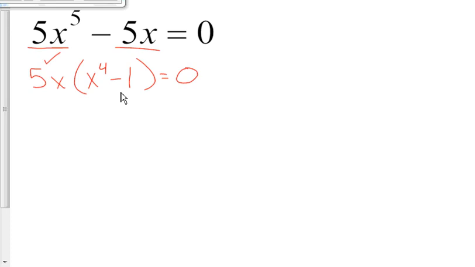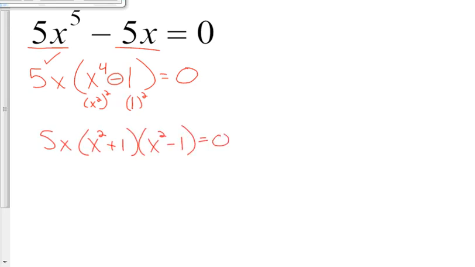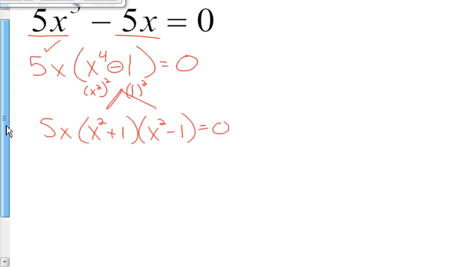That can't factor more. But when I look at the x to the fourth minus 1, I see it is a difference of two perfect squares. So x to the fourth would be x squared squared, and 1 would be 1 squared. So I know that that second piece can then factor into the conjugates x squared plus 1, x squared minus 1. So that breaks down into those two.